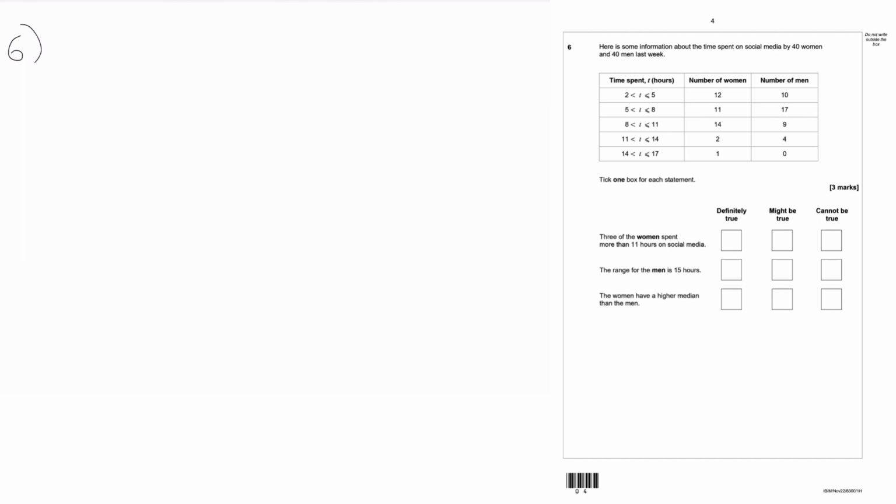spent more than 11 hours on social media. So in this case, we're looking at the last two rows. These last two rows represent women who spent above 11 hours on social media. So you can see we have 2 who spent between greater than 11 and equal to or less than 14, and 1 which was greater than 14 and equal to or less than 17. So 2 plus 1 is 3. So this statement is definitely true.